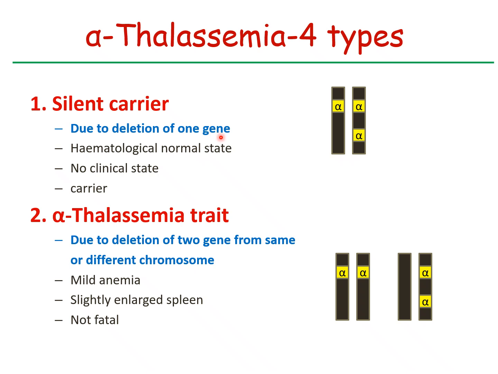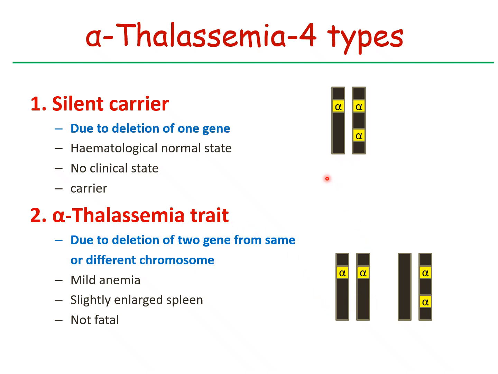Silent carrier, there is no problem, as I have already told. If the patient is a carrier, no need to worry about that. In a single chain, one alpha subunit is missing, so the other three will be taking care. Due to deletion of one gene, the hematological state is normal, no clinical symptoms, they'll be acting as a carrier. But in alpha thalassemia trait, two copies will be missing.